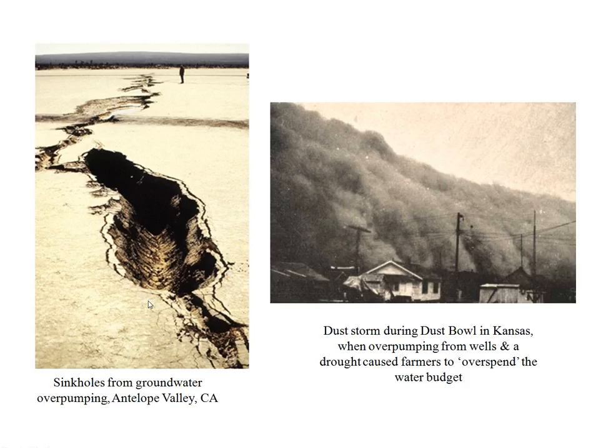Here's some examples of sinkholes from overpumping and the Dust Bowl. Big problem there was the fact that they over-irrigated and also overpumped, dried out the soil, and you can see in this image a dust storm in the background as the wind blew across the soil that has no water to hold it together and creates a dust storm.